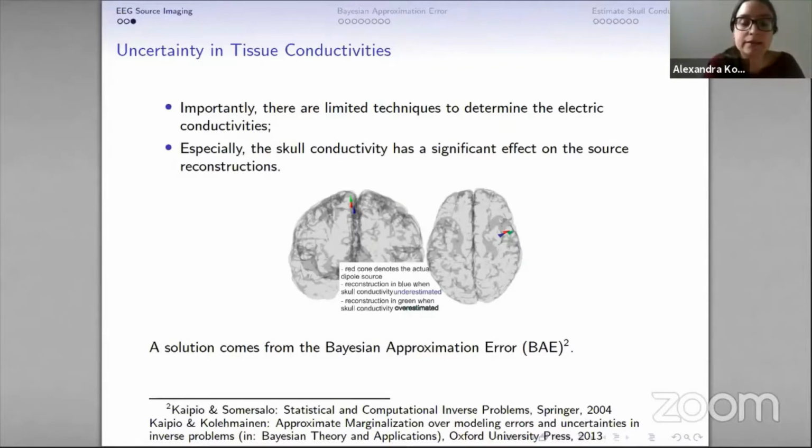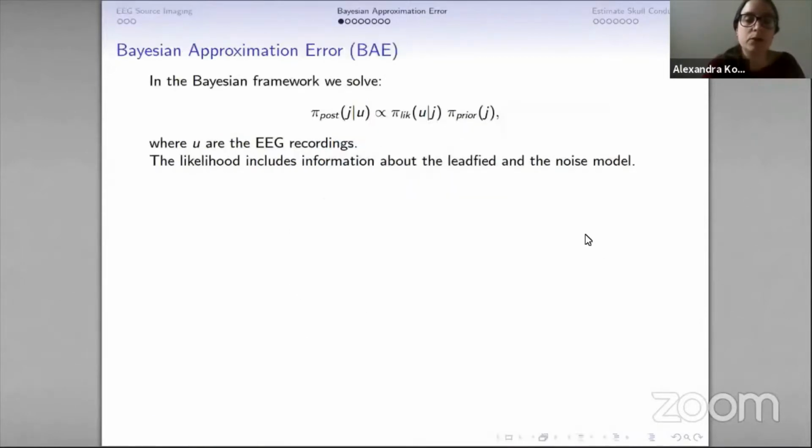And this is a nice concept and method that was developed by Jari Kaipio and Somersalo many years ago and has been used in other inverse problems with success. And we tried to embed it in the EEG source imaging problem. So I don't know if we have talked already about inverse problems in this workshop, in the inverse solutions in this workshop, and related to the Bayesian concept of solving inverse problems.